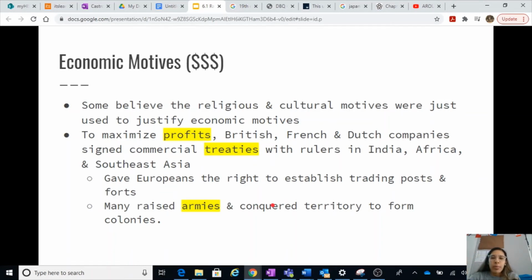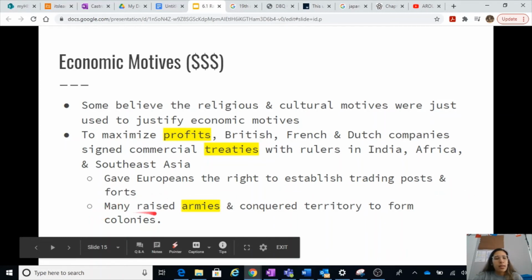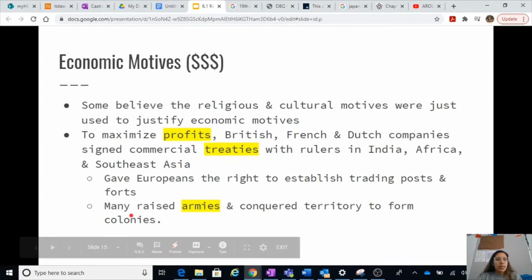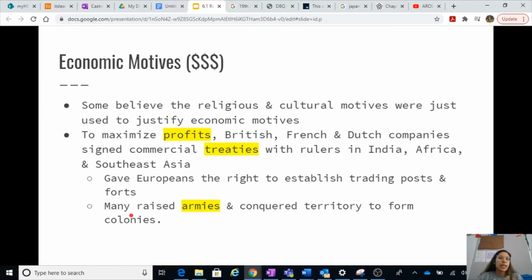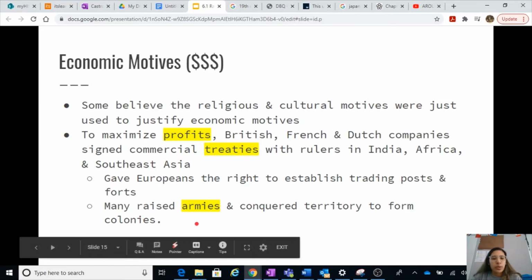In order to maximize profits, we had British, French, and Dutch companies sign commercial treaties with rulers in India, Africa, and Southeast Asia. In those treaties, they give Europeans the right to establish trading posts and forts. We're also going to see lots of these companies that the British, French, and Dutch set up raise armies and try to conquer territory to form colonies. So let's see some examples of that.